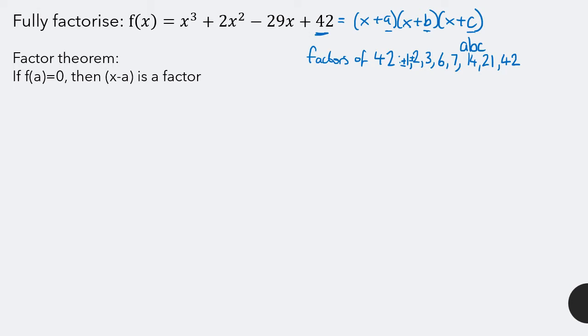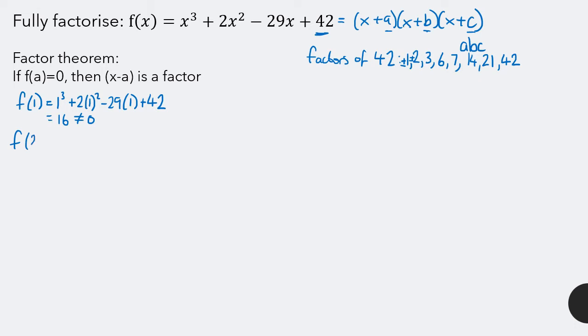So let's go with the simplest value. Let's try and evaluate this when x is equal to 1. So we put x equals 1 into that cubic. So we get 1 cubed plus 2 times 1 squared minus 29 times 1 and then plus 42. What does that equal? Well, 1 plus 2 plus 42 makes 45, minus 29 is 16. And that's not equal to 0. So that value was no good. Nice try, but didn't get us anywhere.